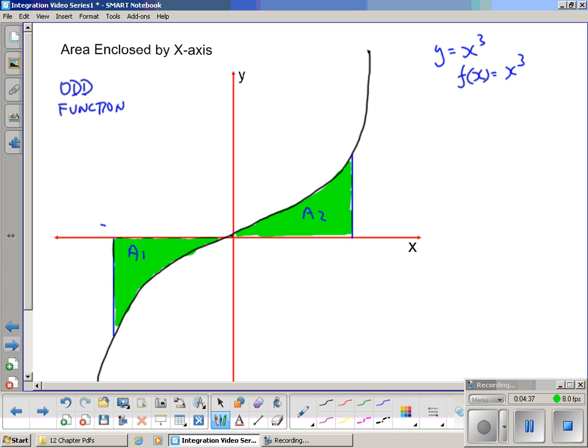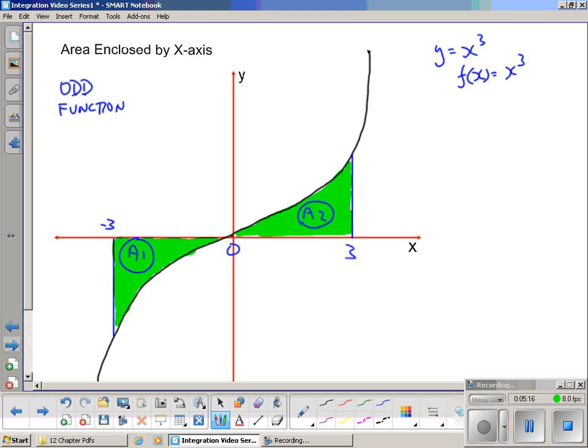So let's suggest that this is a minus 3 perhaps. That's a 0 and that's a 3. So what we'll have to do is, if we work out this function between minus 3 and 0 here, we'll get a negative answer there. That'll be the same sort of size as the positive answer we'll get in area 2. So if we added those two together, just straight out, we'd get a total area of 0, because they're the same size as each other, so if we subtracted them, we'd get 0.